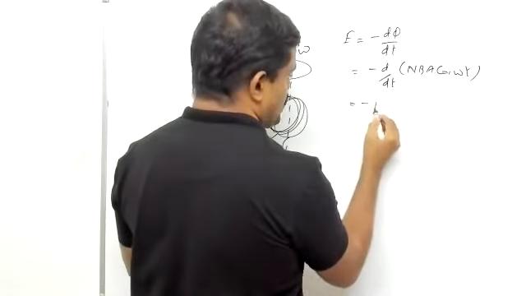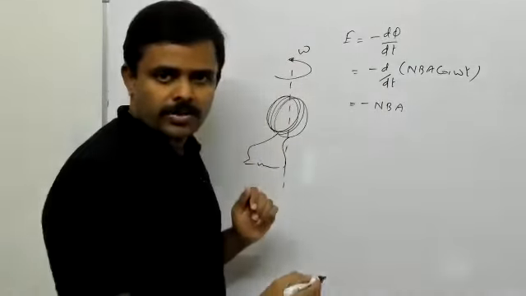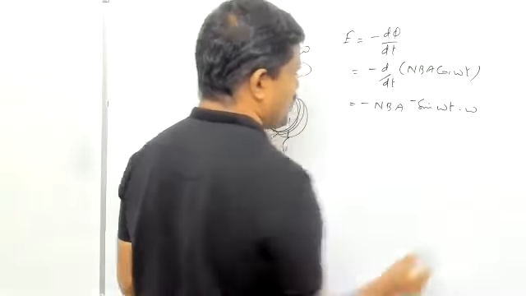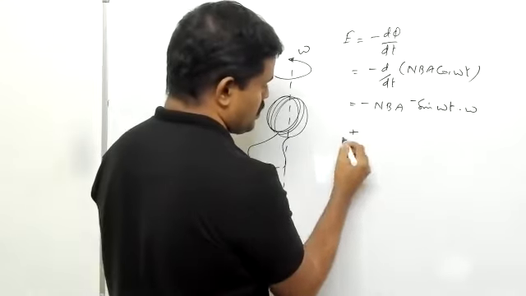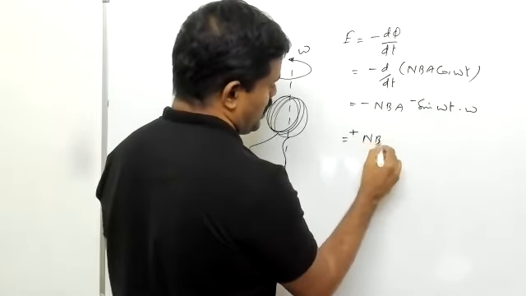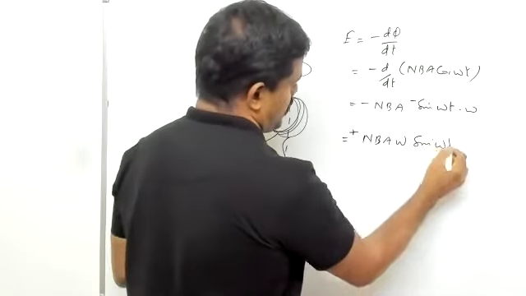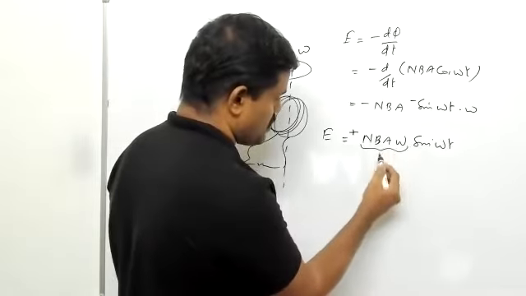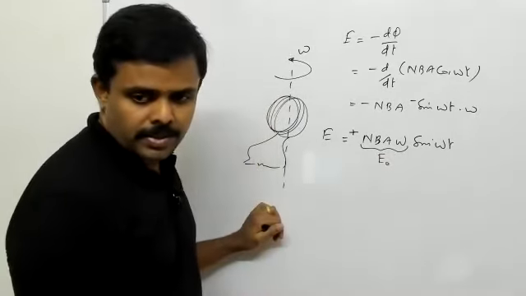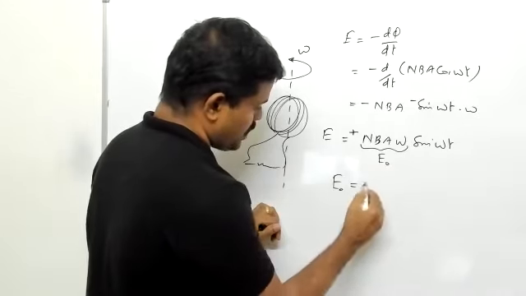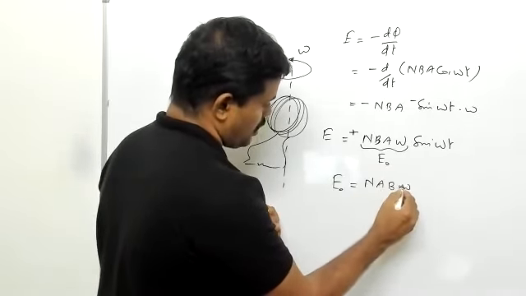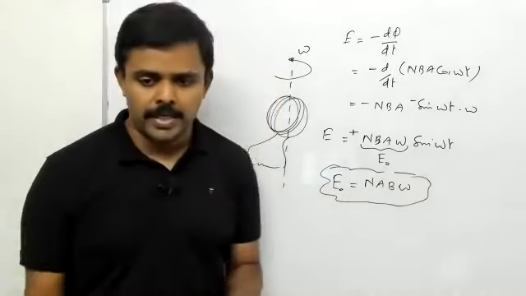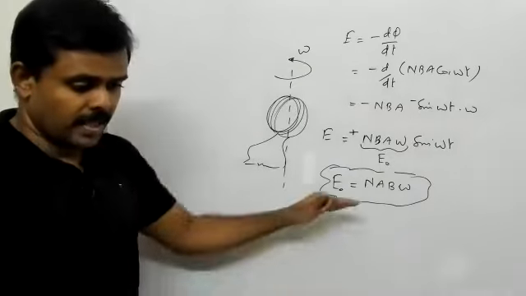N is a constant outside, B is a constant outside, A is a constant outside. What is d by dt of cos omega t? Minus sin omega t into omega. Minus or minus is plus. Plus N B A omega sin omega t. This is EMF. They are asking about maximum EMF, which is given by this. This is called E0, maximum EMF. So what is the equation for maximum EMF? That is the first question. NAB omega. N is the number of turns, A is the area, B is the magnetic field, omega is angular velocity. This is maximum EMF.